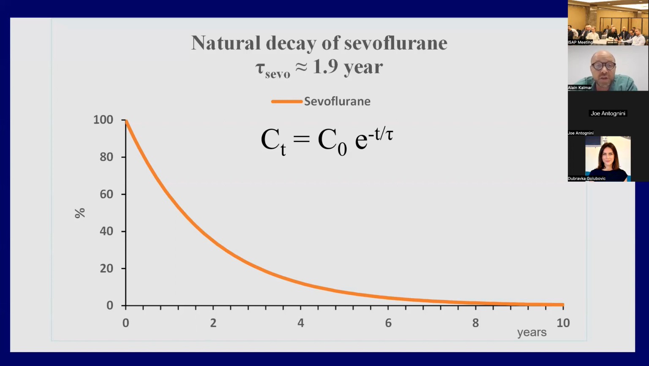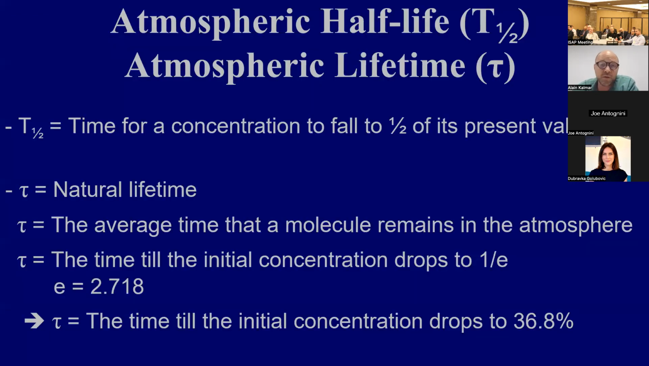How long does the sevoflurane remain in the atmosphere? It's difficult to say and to put a number on it. So we often use two types of quantification. One is the atmospheric half-time or half-life, and the other is the atmospheric lifetime. What's different? Well, the half-life is quite simple. It's the time for a concentration to fall to half of its present value. This is one of the quantifications that we mostly use in pharmacology because it makes most sense.